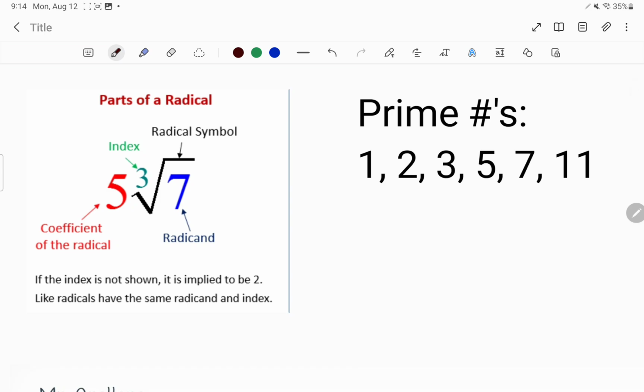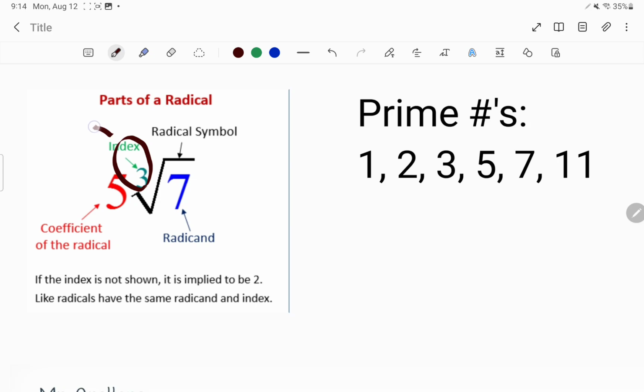Things that you need to understand about a radical. There's three things. We have the coefficient on the front, that's just a number that's multiplied to the whole thing. We have the index, and the index is going to be very important. The index is going to indicate what kind of radical you have.